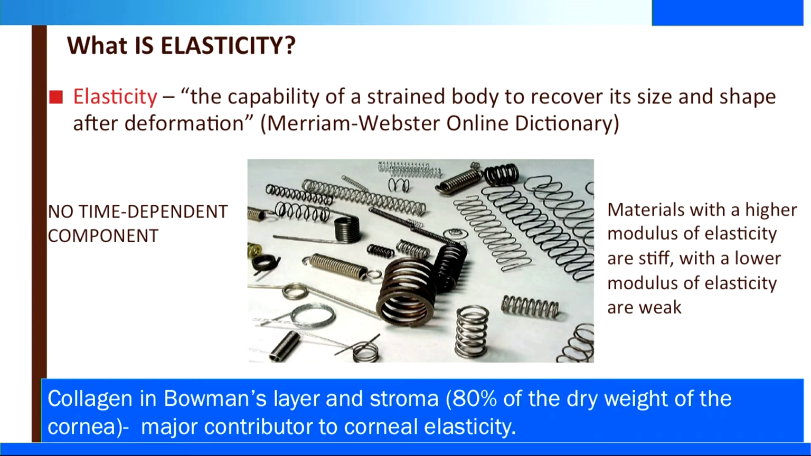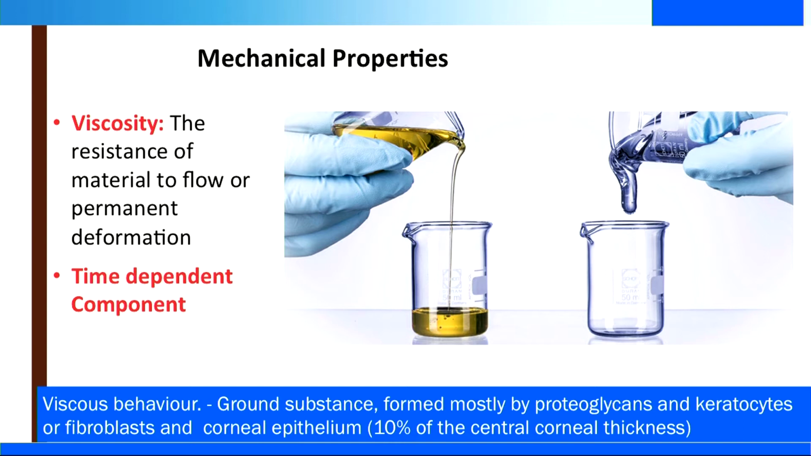So in the cornea, essentially the collagen in the Bowman's layer and stroma, which is 80% of the dry weight of the cornea, are major contributors to the corneal elasticity. On the other hand, viscosity is the resistance of the material to flow or a permanent deformation, and this is a time dependent component. And this viscous behavior comes from the ground substance mostly formed by proteoglycans and keratocytes and fibroblasts, and corneal epithelium, which accounts for 10% of the corneal thickness.